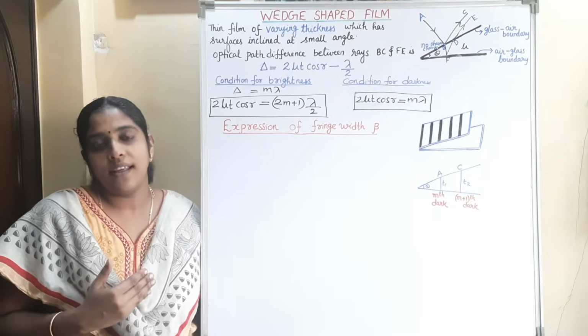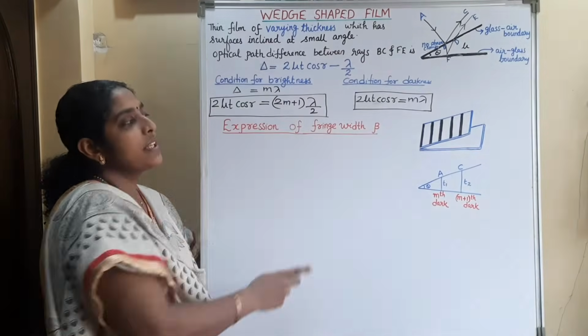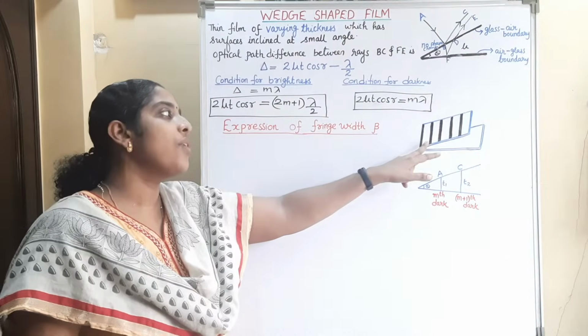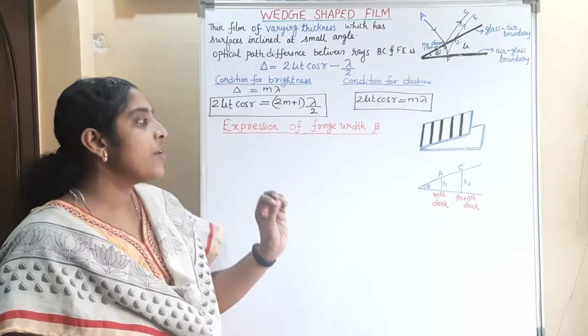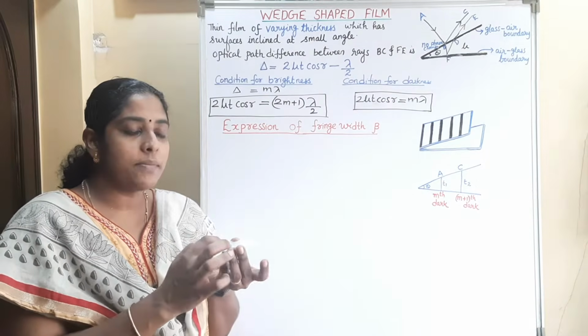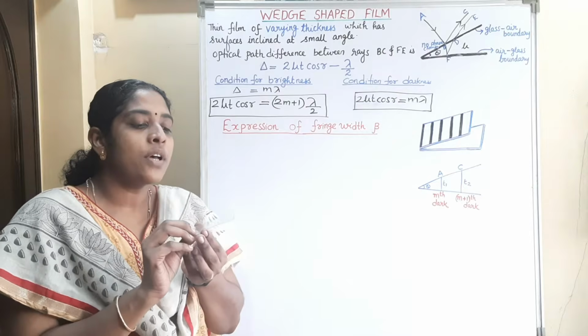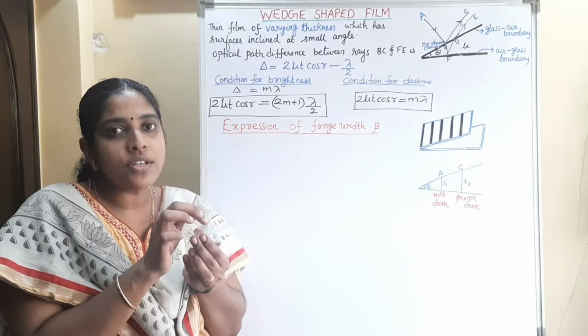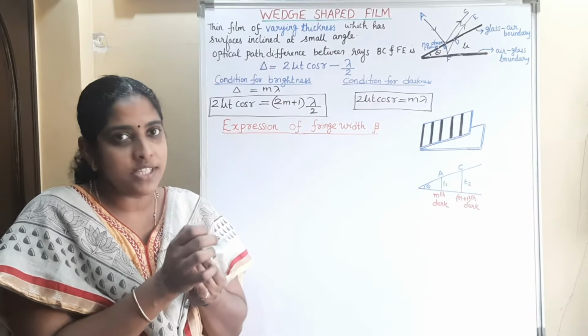Now we can find the expression for the fringe width beta. What is fringe width? That is the distance between two consecutive bright bands or two consecutive dark bands. So in this wedge-shaped film, we are getting alternate bright and dark bands on the top of this film. So the distance between two consecutive bright bands or dark bands we are considering here as the fringe width beta.